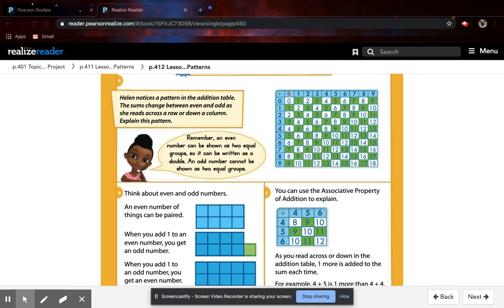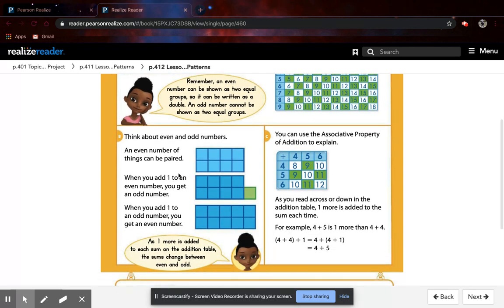So if I look here, I'm adding an even plus odd, so that gives me an odd. If I'm adding an odd plus an even, it gives me an odd. So it's just going back and forth, and all of the sums shaded in green are all odd. None of them can be divided by two, and all of the sums in white are even. So just think about even and odd numbers. Now moving on to box B.